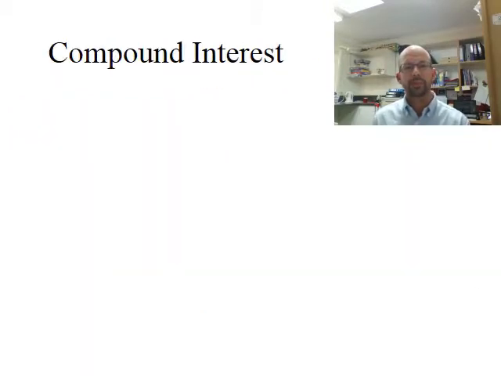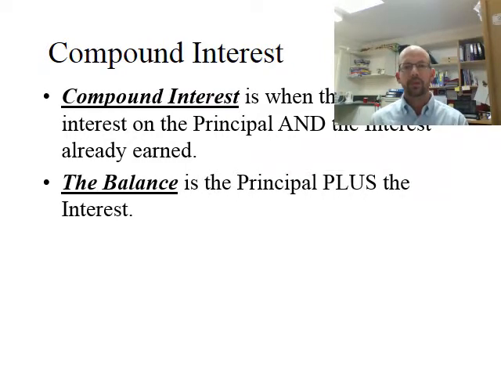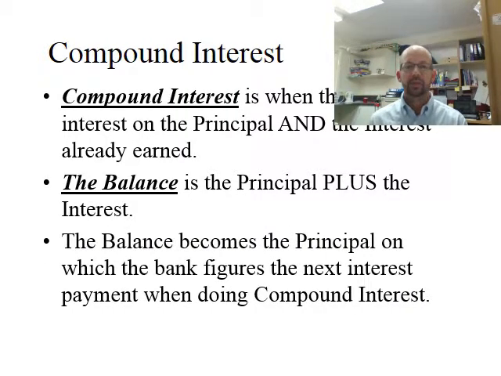Compound interest. Compound interest is when the bank pays you interest on the principal and the interest that's already been earned. And so as the name implies, it builds and grows a lot quicker. The balance at the end of each period is the principal plus the interest that has been earned in that period. The balance becomes the principal for the next interest period, for the next calculation.